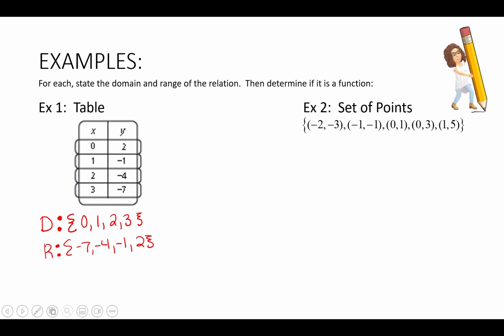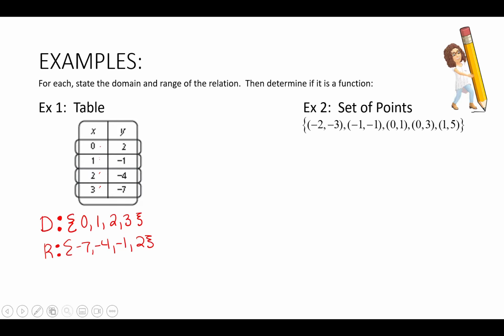Now, to determine if something is a function or not, your best way is to look at the x values and make sure that there's only one x each time. So that means you're going to look at the x column and make sure that each x is unique, only listed one time. So for example, in this case, everyone's only listed one time. This is, in fact, a function.